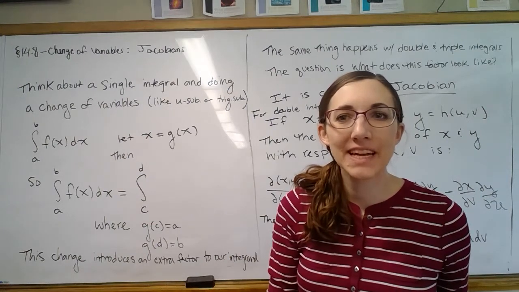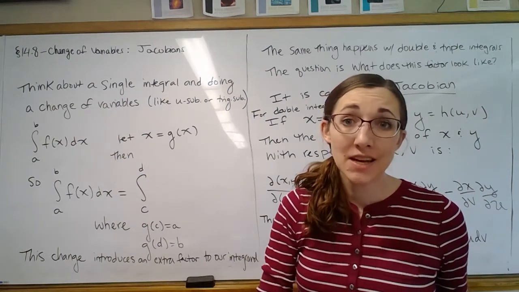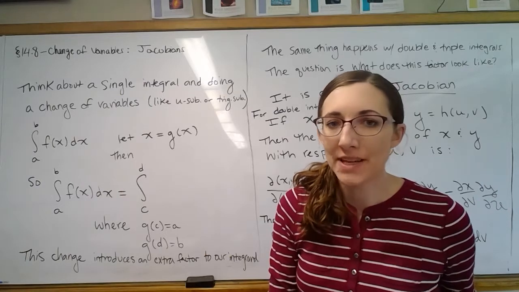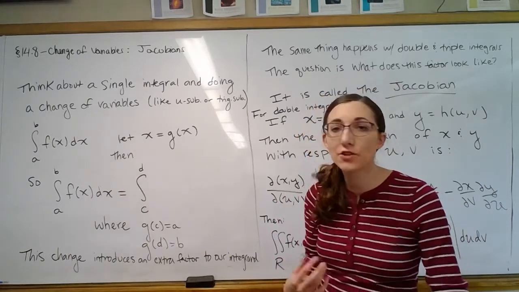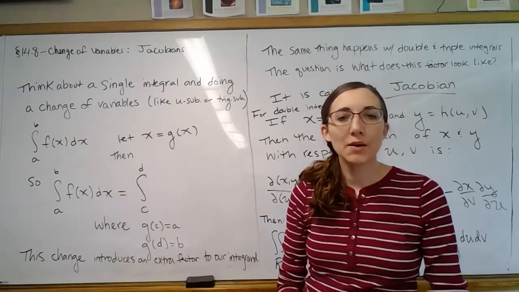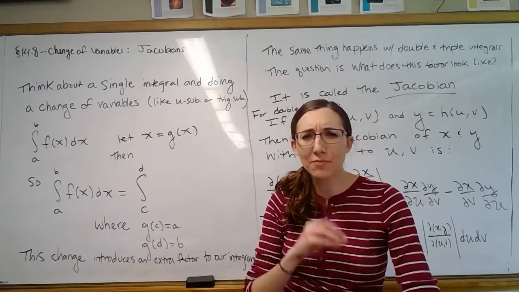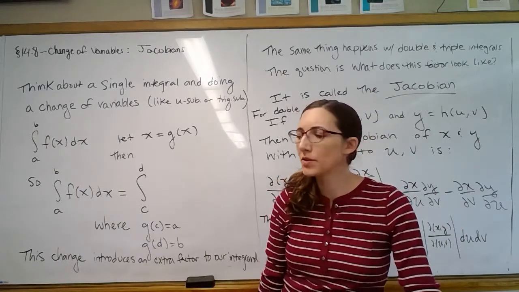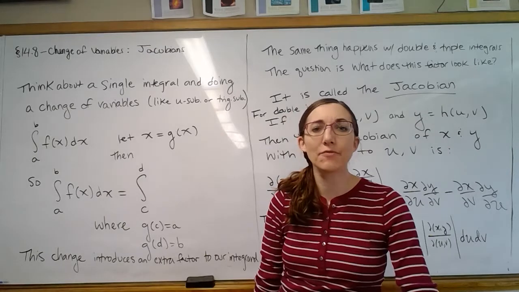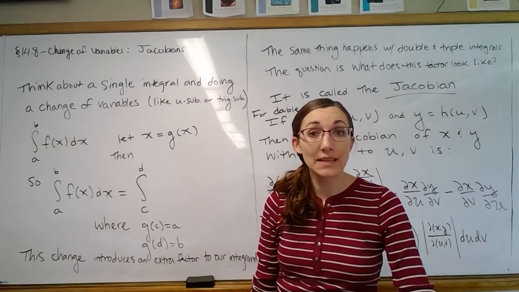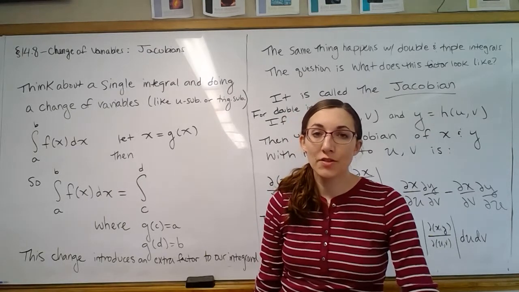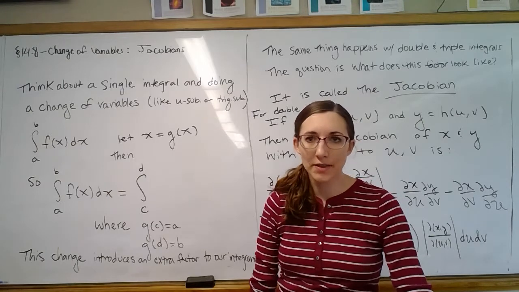All right, we're jumping into section 14.8. So, got this long awaited topic. We're talking about change of variables, and then we're talking about, well, what is that scale factor that gets multiplied by the integrand? Where does it come from, and how do we know what it is? Its name is the Jacobian, and we're going to talk about that in a minute.